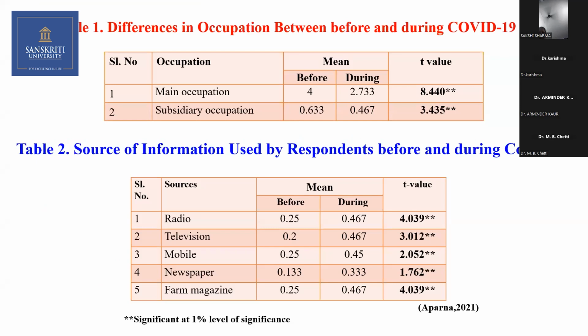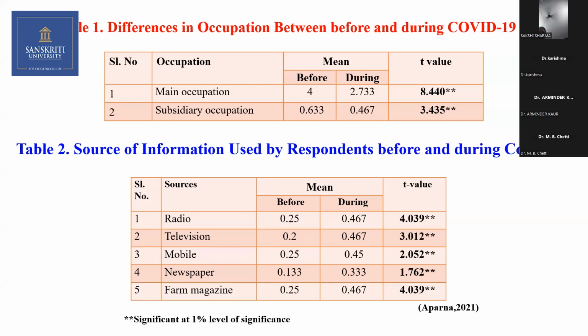it is significant. And source of information used by respondents before and during COVID, you can just see, radio, they used to have before, but they switched on to radio because during COVID, they could not go out. They used to either listen to radio or watch television or use mobile, then newspaper and farm magazine, which all have been increased.